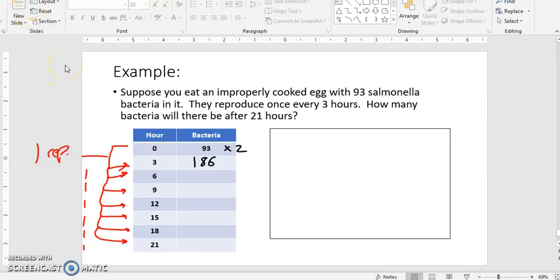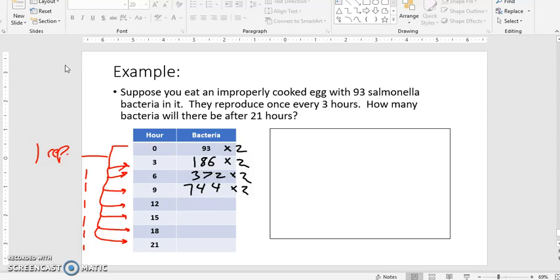Okay, so hopefully you've had a chance to do the math. I'll do it up on the board with you really quickly. So we just have to double every time. The 186, when I double that, I'm going to get 372. So after 6 hours, I have 372 bacteria. And then after another 3 hours, it's going to increase to 744, because that's multiplied by 2.